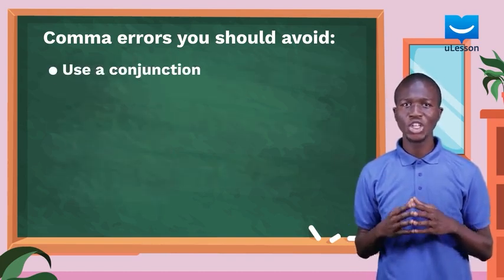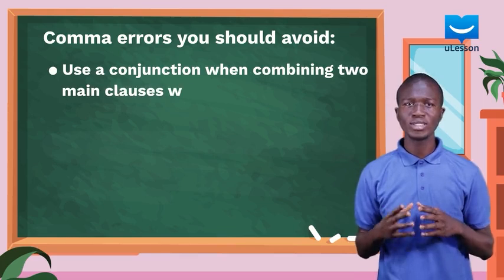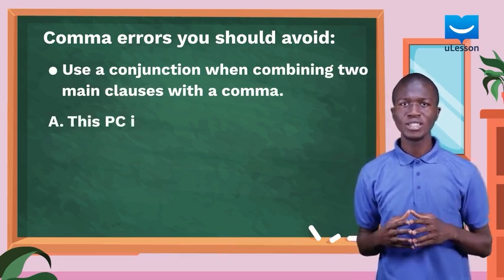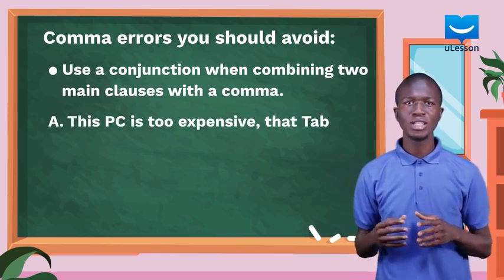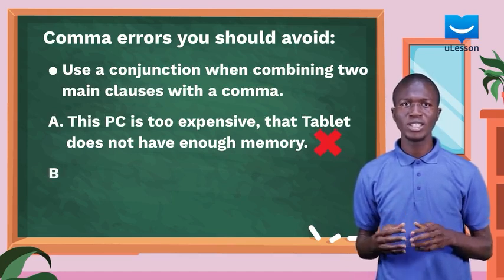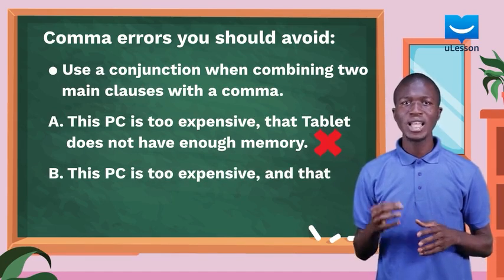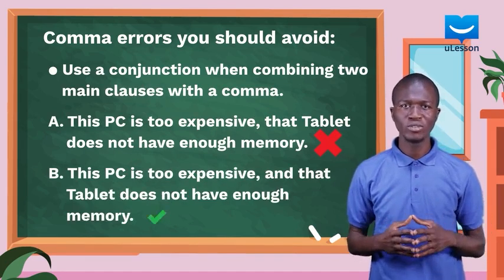Don't forget to use a conjunction when combining two main clauses with a comma. This PC is too expensive. That tablet does not have enough memory. This PC is too expensive, and that tablet does not have enough memory.